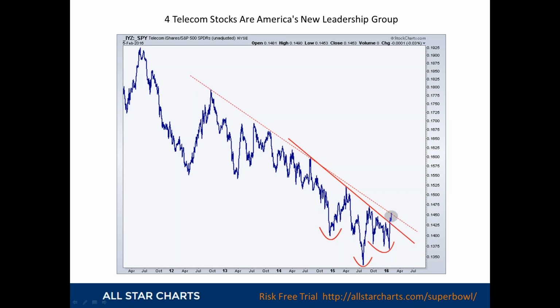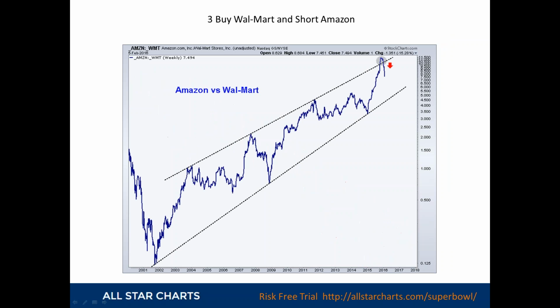Telecoms have been a serial underperformer for a long time, guys, but I think that this is now changing as interest rates globally collapse. Money is searching for yield. They're getting it in telecoms. And as long as we're above the downtrend line from the 2014 highs, we want to be long this spread, buying any and all dips in telecom and shorting S&Ps against it.